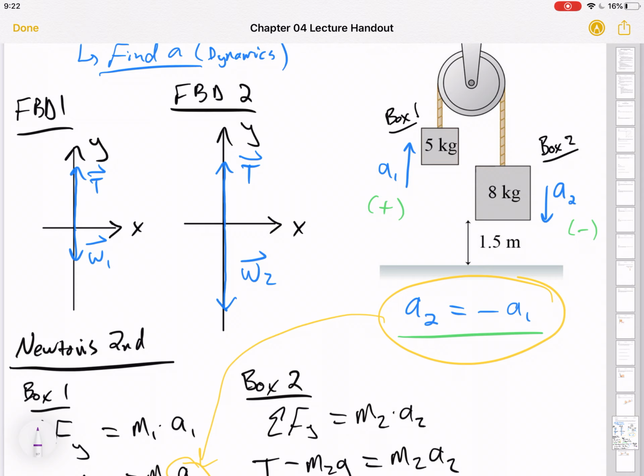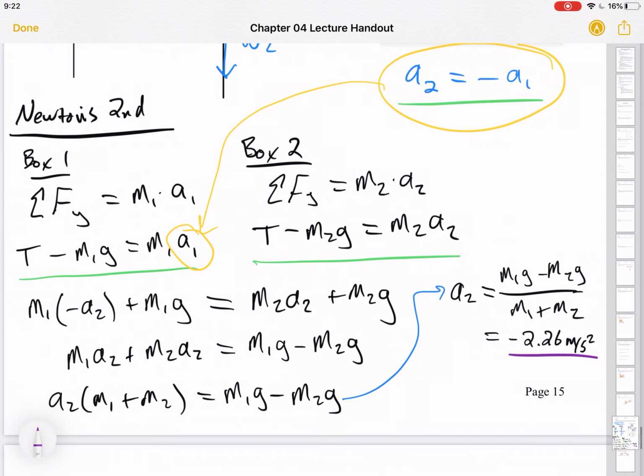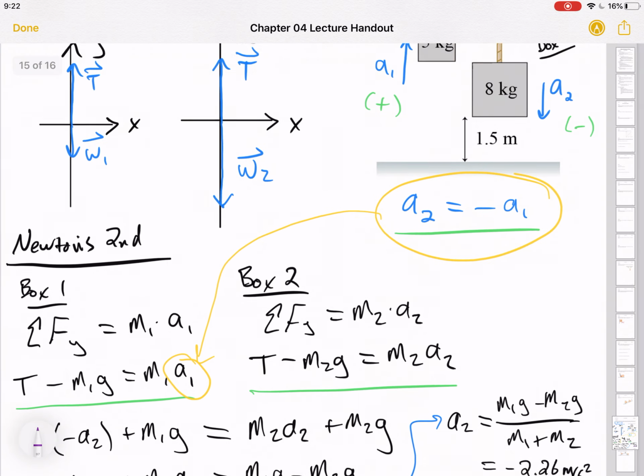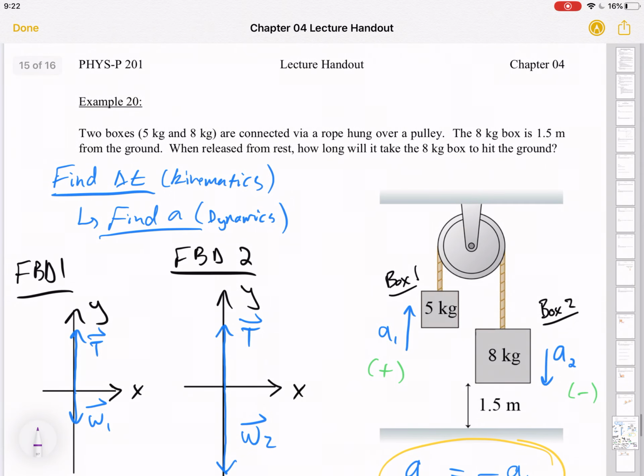If the 5 kilogram mass were actually 0, then the acceleration would be g, right? So that's my argument: I expected a number between 0 and g, and that's exactly what I got. Maybe it's closer to 0 than g because 5 and 8 aren't that different. Okay. Again, that's not the answer. That's the answer to this bit. Find a. Okay, we did that. Now we can find delta t.